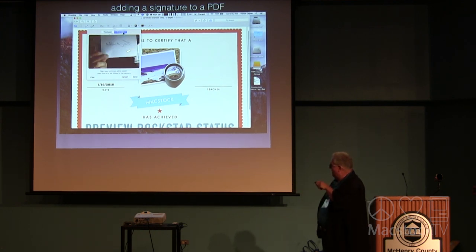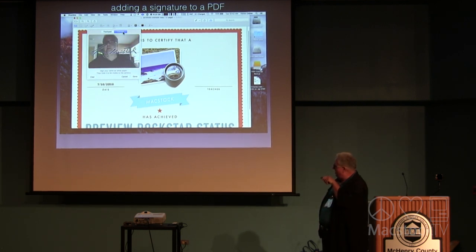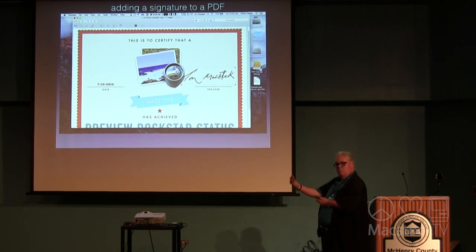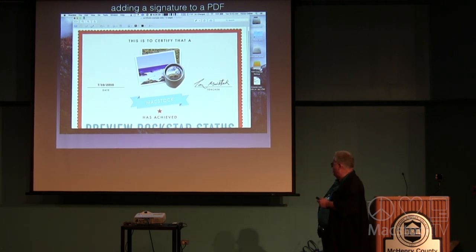Or the cool way, you take a camera, put a piece of paper with a signature on it. It's going to digitize that signature, flip it around, and now I can drag that signature anywhere I want in the document, resize it, move it down, make it red. It doesn't matter. It's just an object as far as Preview is concerned. Now I've got a great looking document there.